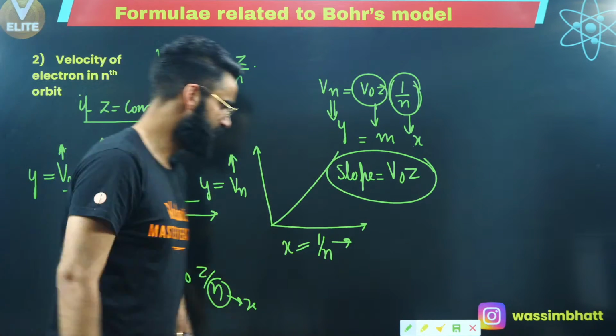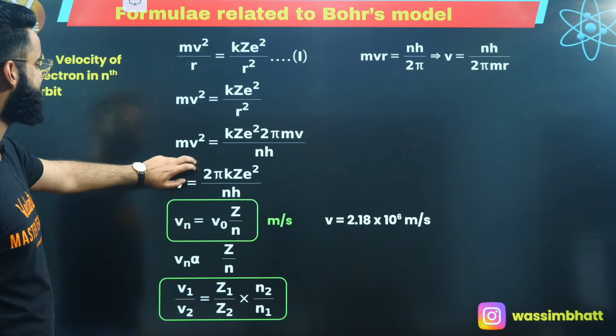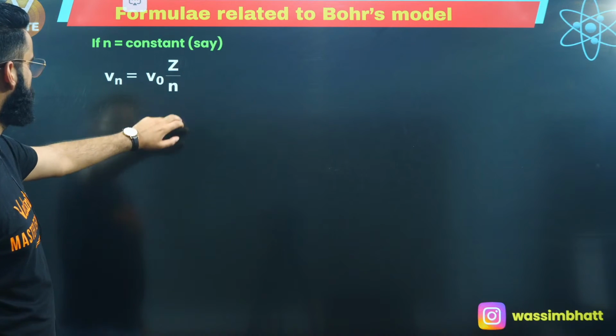So this is also done. Let's move on to the third thing, which is something we call the time period of an electron. How to calculate the time period of an electron. This is something which I've told you in detail.